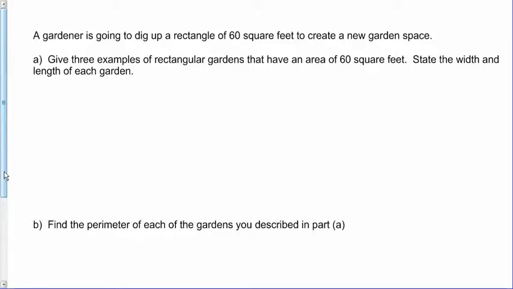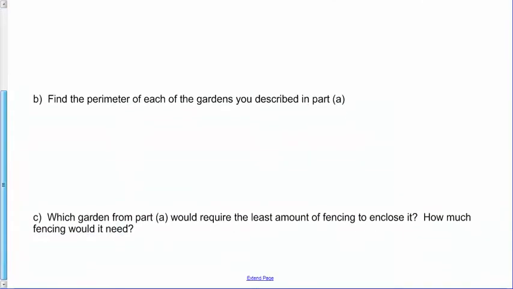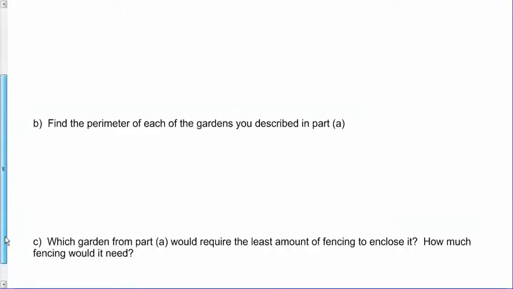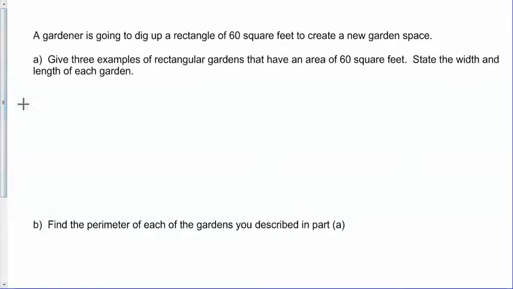And then finally, if we scroll down here a little bit, we'll see the last question asks us which garden from part A would require the least amount of fencing to enclose it, and how much fencing would it need? So let's take a look at this first part where we want to give three examples of rectangular gardens that have an area of 60 square feet.